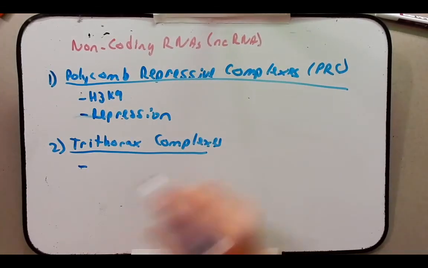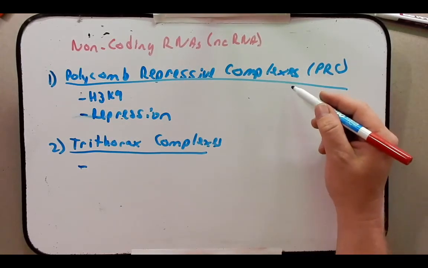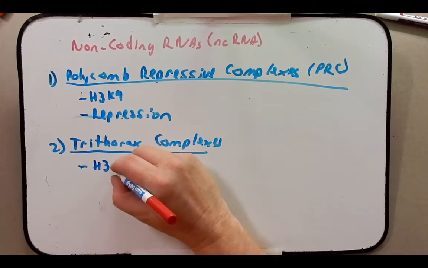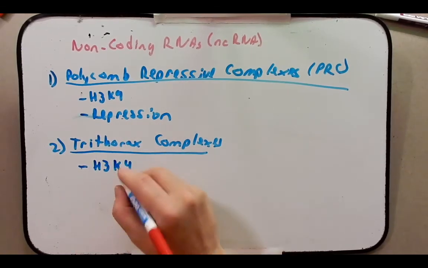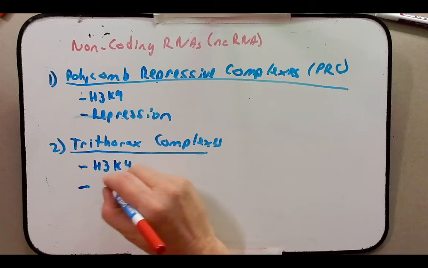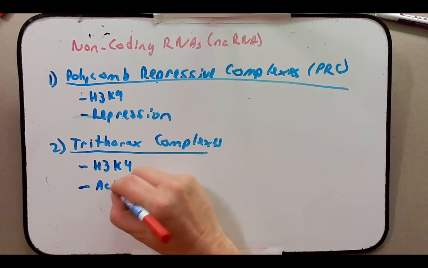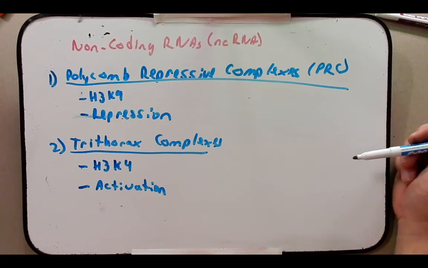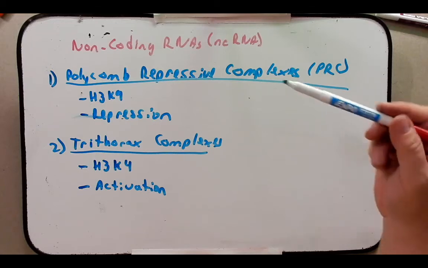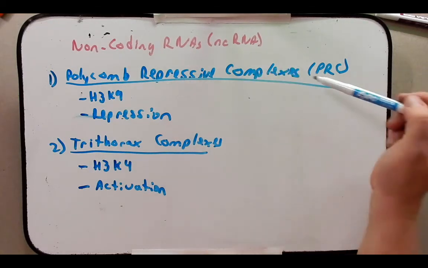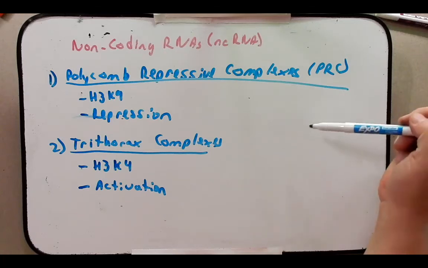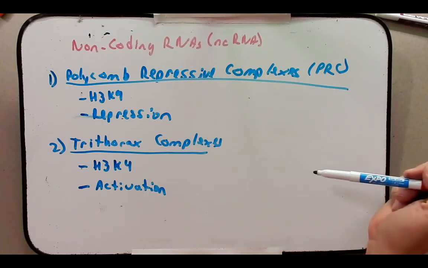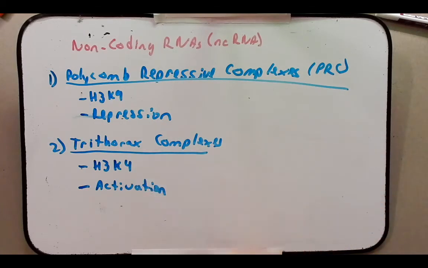Trithorax complexes work in an antagonistic relationship with the PRCs. They methylate histone 3 K4s. And if you remember, when we methylate a lysine 4 on the histone 3, we cause gene activation. So they're in some ways battling with each other, and they will work at the same promoter. In some cases at the same promoter the PRCs will be active and they will cause that gene to be repressed. At other times in development, the trithorax complexes are active and they will cause those genes to be expressed.